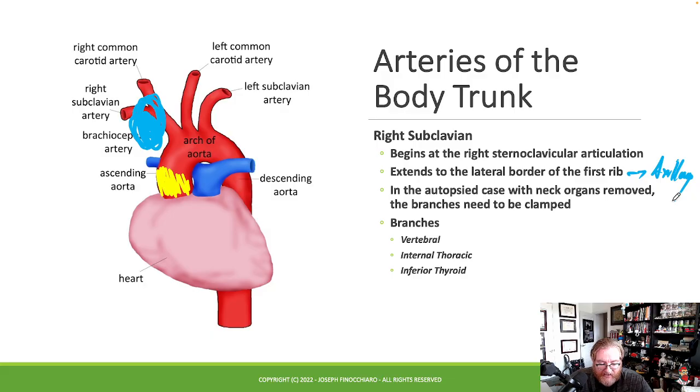In the autopsied case with neck removed, these branches need to be clamped. That's the moral of the story: if we have an open body, they've likely severed the vertebral, the internal thoracic, and the inferior thyroid. Now, for classroom purposes, knowing the names is nice. From a practical purpose, you're going to insert your arterial tube, clamp it off, start injecting, and when you see the little fountains of Versailles spraying out, you're going to grab some locking forceps, some arterial hemostats, whatever you got lying around, and start clamping those holes to keep that pressure in.